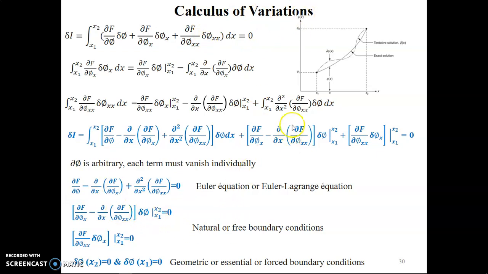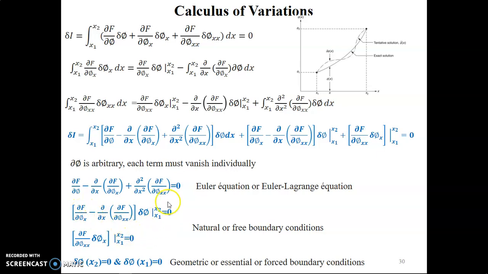The second term, when we equate it to 0, that is the term in the bracket, we disregard these terms over here. We will only be considering the terms which are presented within the bracket. This will give us the value of the natural or the free boundary condition. The natural or the free boundary conditions are the ones which correspond to the derivative of the functional.